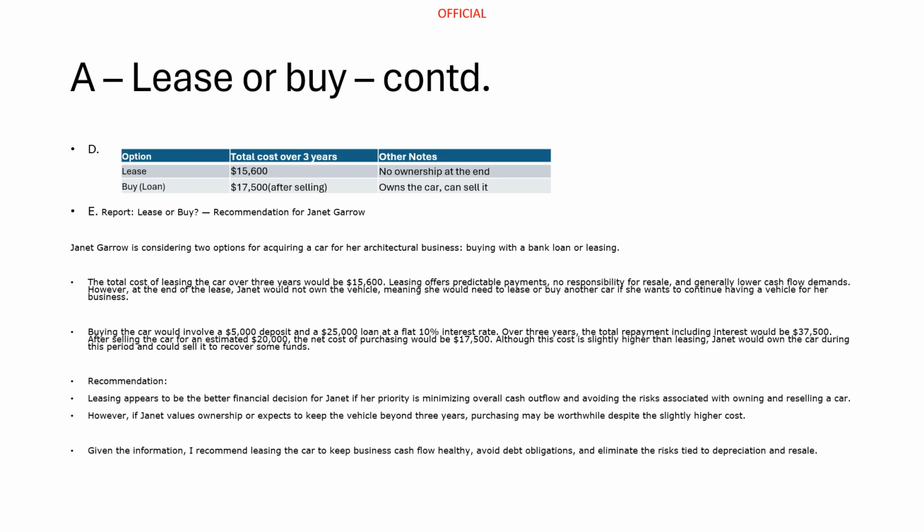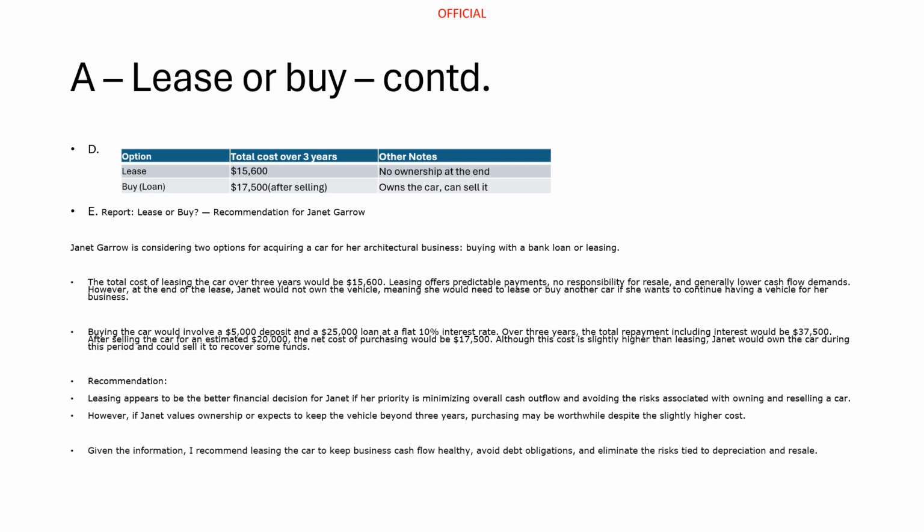Buying the car would involve a $5,000 deposit and a $25,000 loan at a flat 10% interest rate. Over 3 years, the total repayments including interest would be $37,500. After reselling the car for an estimated $20,000, the net cost of purchasing would be $17,500. Although the cost is slightly higher than leasing, Janet would own the car during this period and could sell it to recover some funds.